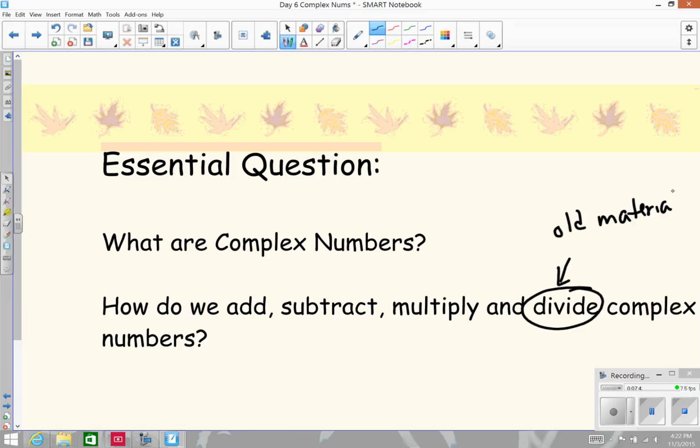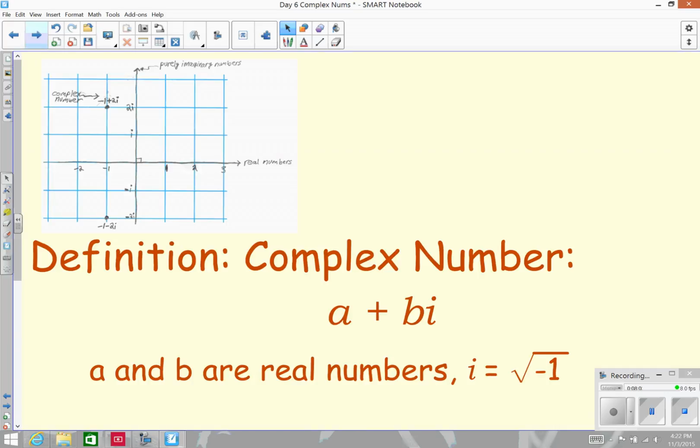So even though I've given you some notes with how to divide complex numbers, it's not something that I'm going to test you on for this unit. However, if you're planning on taking the old test, hopefully you are, we will be learning how to divide those complex numbers. But for now, let's go ahead and turn our pages on our notes and look at what these things are called, complex numbers.